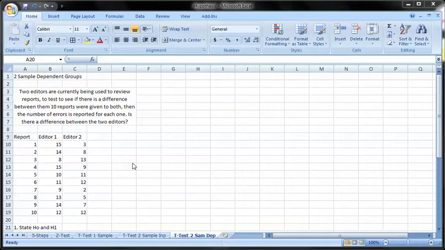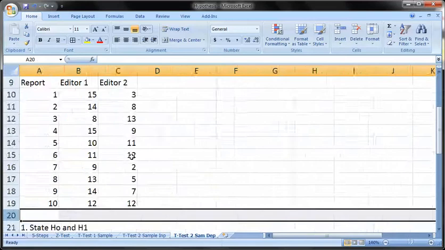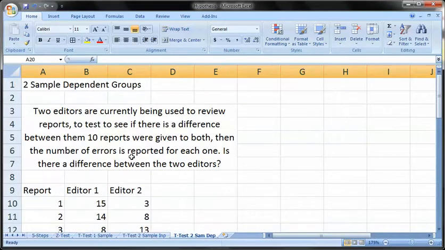All right, we're on the last tab, t-test two sample dependent groups. Before, the previous tab was two sample independent groups. This one, there is some sort of dependency between the two groups. In this case, the scenario is we have two editors currently being used to review reports, to see if there's a difference between them. Ten reports were given to both, and the number of errors reported for each one. Is there a difference between the two editors?